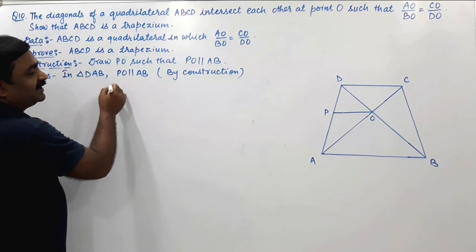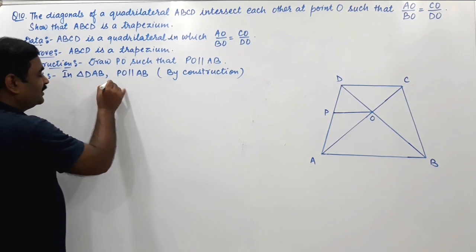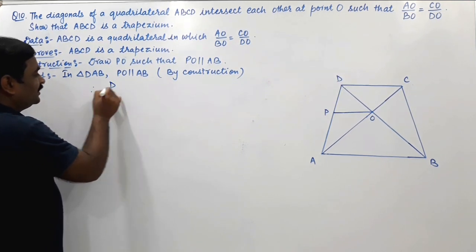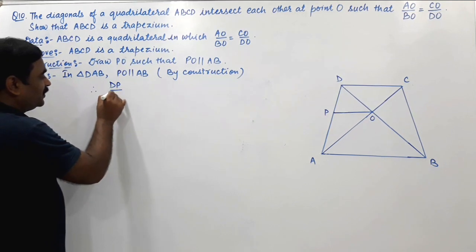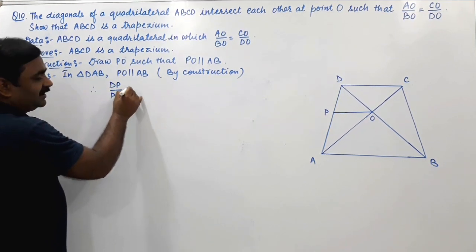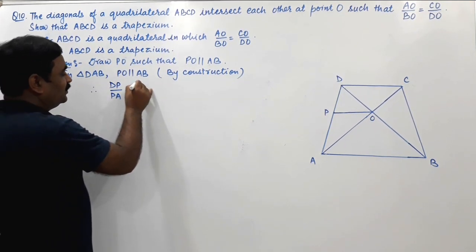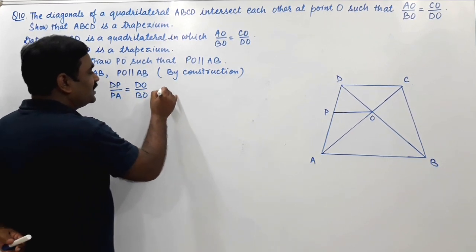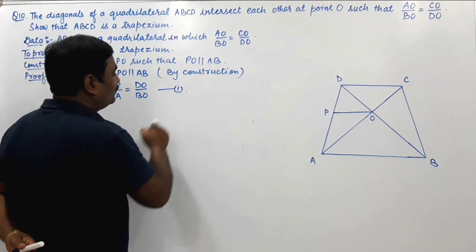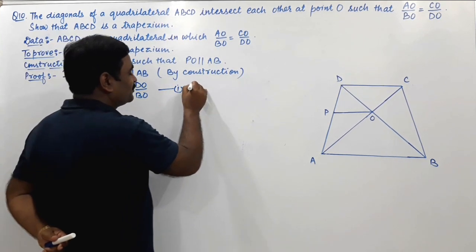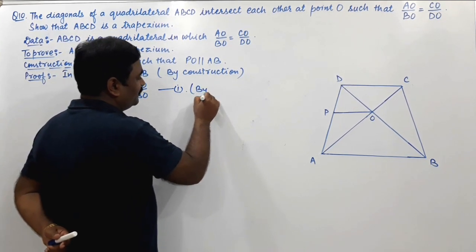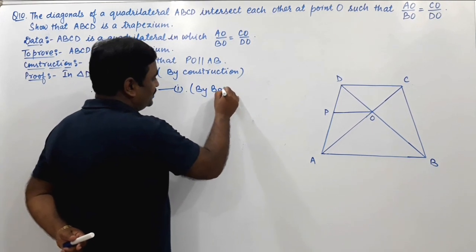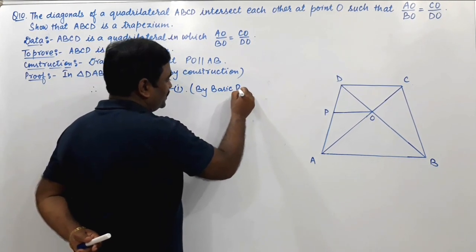Okay, as PO is parallel to AB in this triangle DAB, so by basic proportionality theorem you can say that DP upon PA equals DO upon BO. Say it is equation number 1. And why? By basic proportionality theorem.